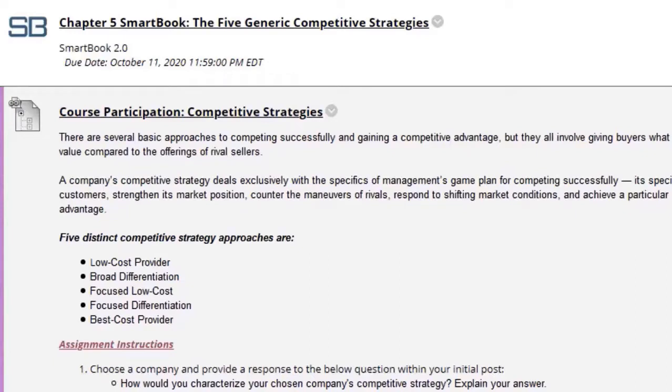We're going to dive right into the assignments since you should be well versed with the structure of the course by now. For Module 7, the first assignment we have is the Chapter 5 Smart Book. The majority of you are doing fantastic with this. Just make sure you're taking your time and you're actually reading the e-text before you're attempting these questions.